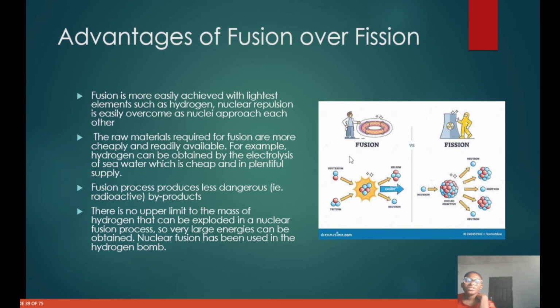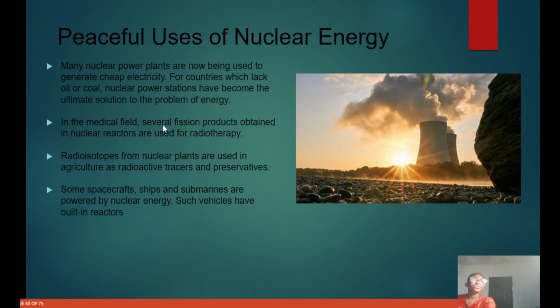Nuclear fusion is combining small nuclei to form a big one. Peaceful uses of nuclear energy: many nuclear power plants are now being used to generate cheap electricity for countries which lack oil or coal. Nuclear power stations have become the ultimate solution to the problem of energy. In the medical field, several fission products obtained in nuclear reactors are used for radiotherapy.